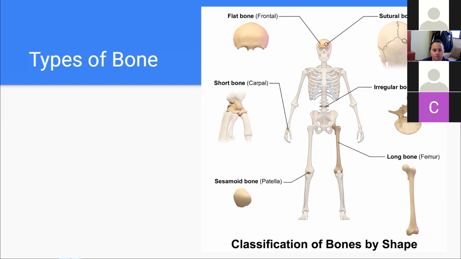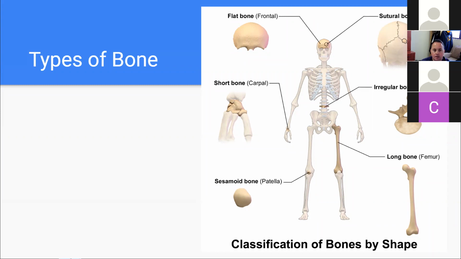Adam, what'd you put for the ribs? I put irregular. Irregular. Okay. Is that what everybody put? Somebody put something different. I put flat bone. Flat. Okay. I said long bone. Long. Okay. Now I could see why you guys would put all three.